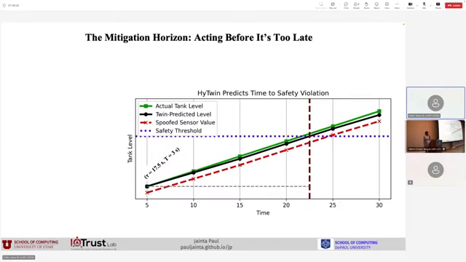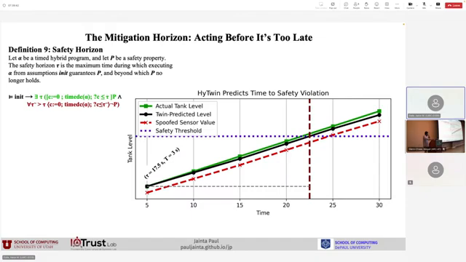So this is central to our approach, the mitigation horizon. We will define the safety horizon and the mitigation horizon here before explaining how our framework can maintain safety in these kinds of scenarios. To define the safety horizon: let alpha be a timed hybrid program, and let P be a safety property. The safety horizon is the maximum time during which executing alpha from the initial assumptions guarantees P. Beyond that, P no longer holds.